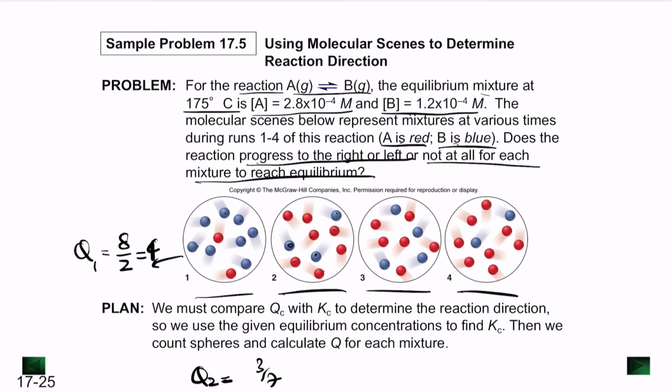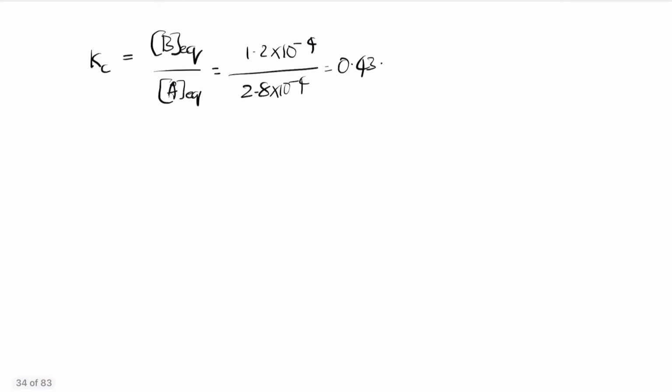So Q2 is 3 over 7. Next, we have Q3, which is the number of blues, 4, over the number of reds, 6. So 4 over 6. Next, you have Q4, which is the number of blues, 2, over the reds, 8. So from this, we have the Q1 value.